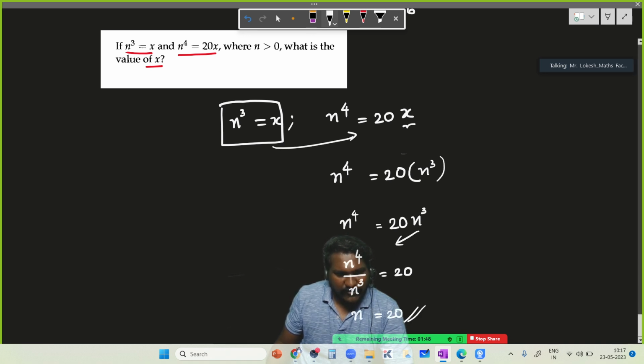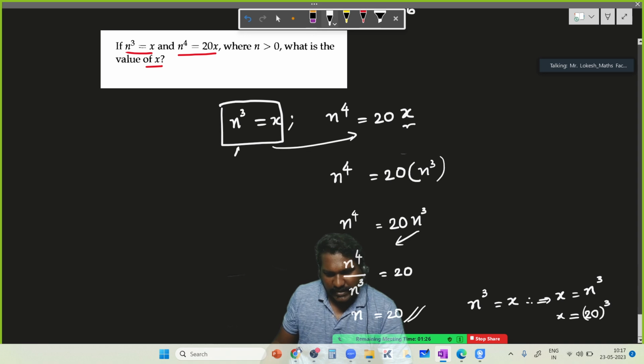So we got the value of n, but we are supposed to find the value of x here. So what I'll do is, I'll just replace 20 here. That means n cube is equal to x. Therefore x is equal to n cube, and we got the value of n as 20. So x is equal to 20 cube, which will give us 8000.